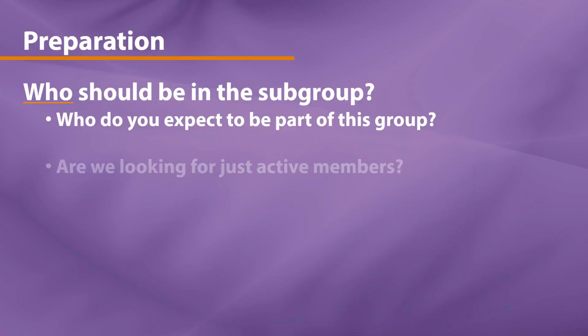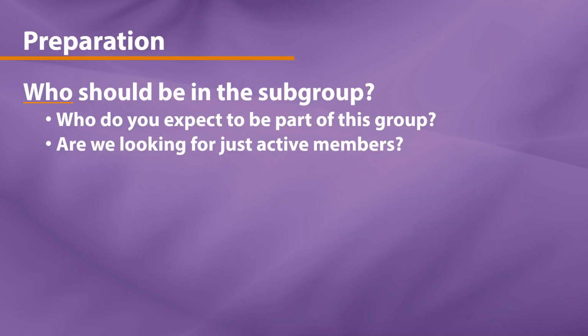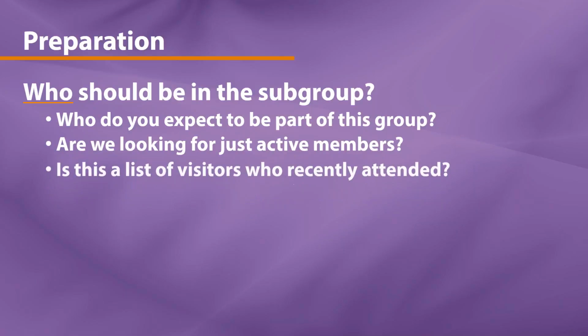Are we looking for just active members? Is this a list of visitors who recently attended? Could it be based on people who recently contributed, or people who recently did not attend, so they were attending, but they're not attending right now? All those things are things we're thinking about. Who are we looking for? Are these people part of VBS? Are these church elders? We just want to get a picture in our head of who we are considering.